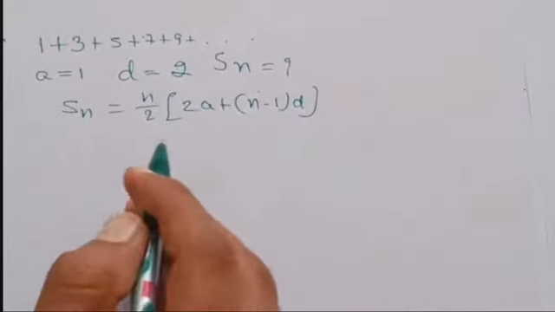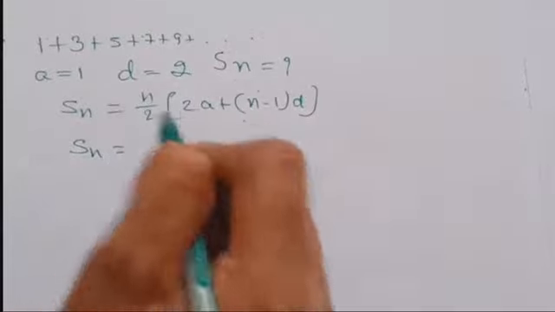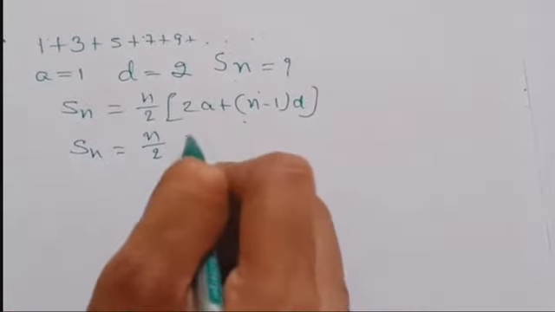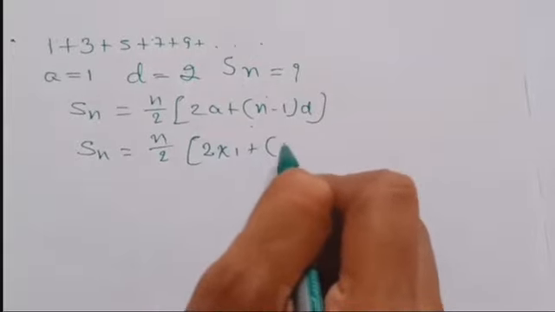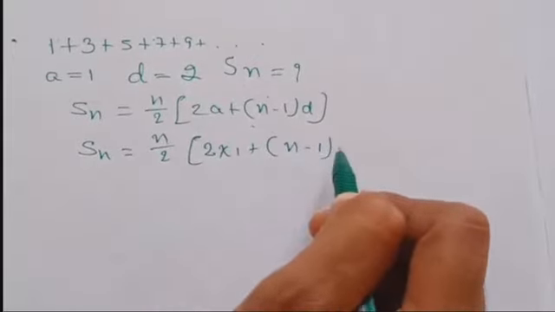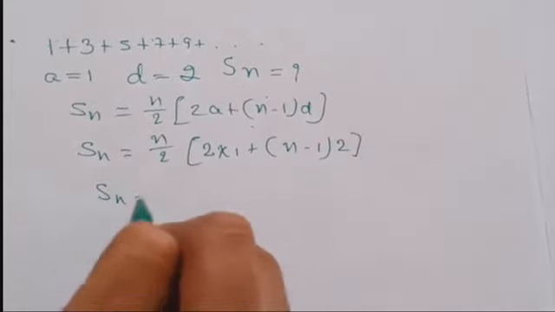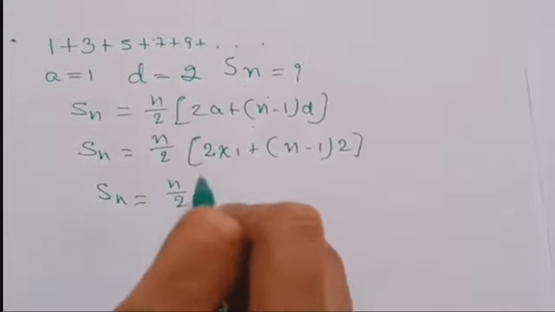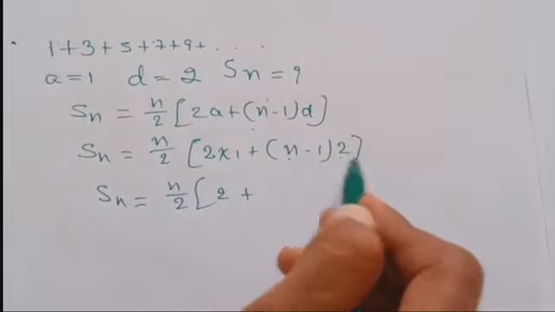Now this is the formula. Let me apply the values here. Sn equals n by 2 into 2a plus (n minus 1) into d. The a value is 1, n we don't know, and d, the common difference, is 2. So Sn equals n by 2 into (2 ones are 2 plus 2 multiplied by n minus 1).